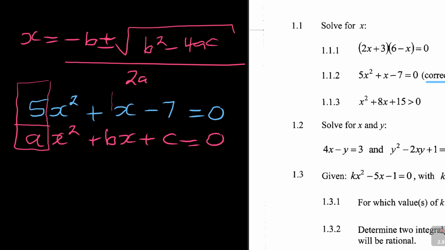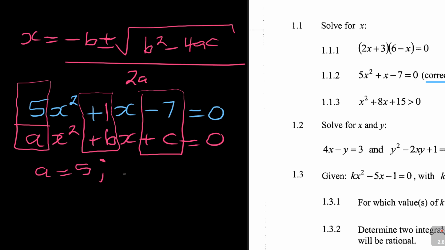Again, b, you see where is b? I'm circling that. This is the coefficient of x. If you don't see any number there, there is a 1, guys. There is a hidden 1. And then look at c together with the sign for c, together with the sign for b, together with the sign for a. Don't make those errors. So here a is 5, you agree with me?